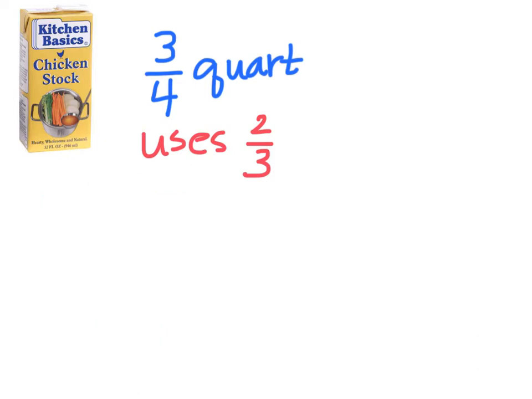So we are going to calculate 2/3 of 3/4. You'll remember that of is always code for multiply. So what we can do is find 2/3 of 3/4. And that will also tell us the amount of stock that Maurice used to make his soup. You can do this one of two ways.